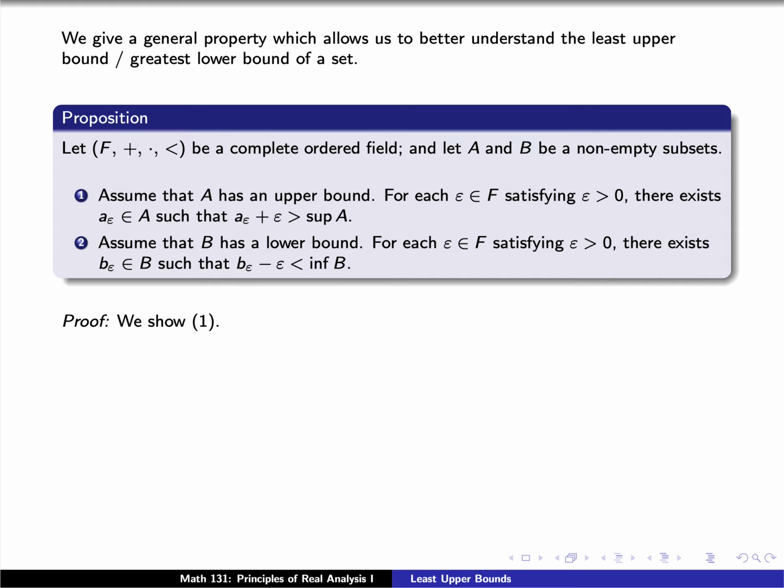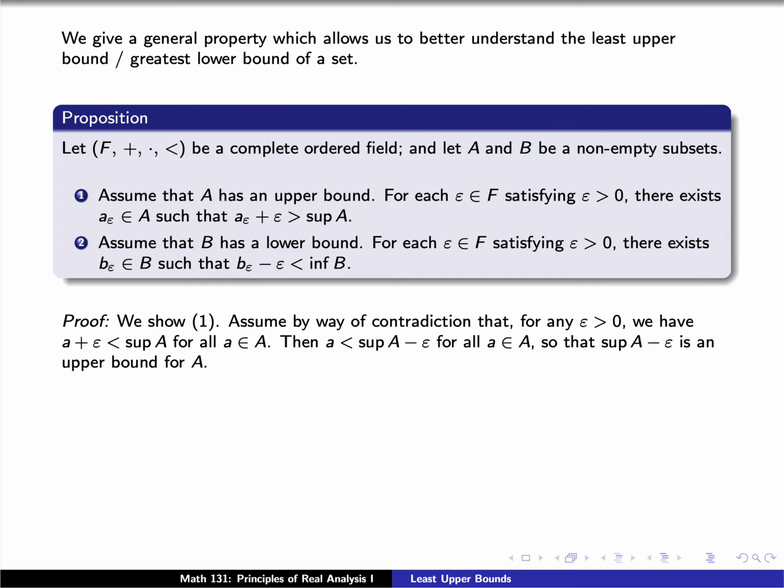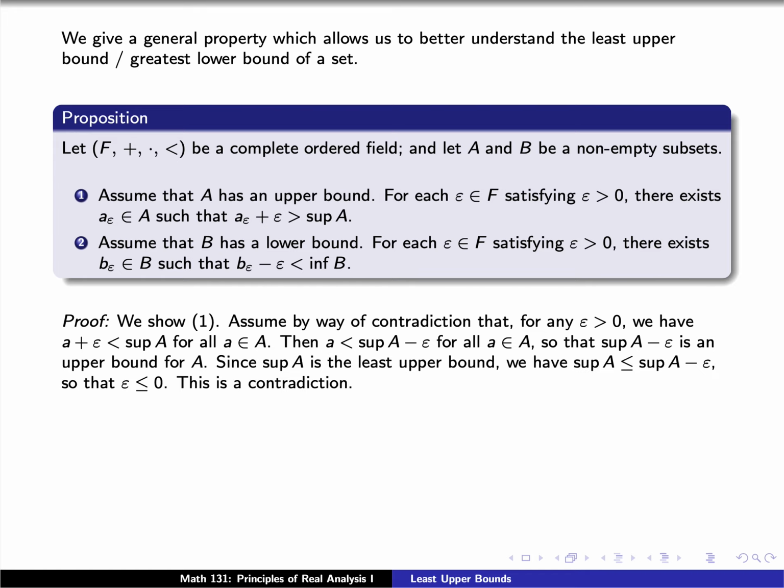We'll sketch over the proof of these two statements. First, let's try to show the first one. Let's assume, by way of contradiction, that for any epsilon, we have the element a plus epsilon is less than the supremum of the set A for all A in the set A. If you actually work this out, then what you'll see is that the supremum of A minus epsilon is an upper bound for A, and this will contradict the fact that we assume that sup A is the least such upper bound.